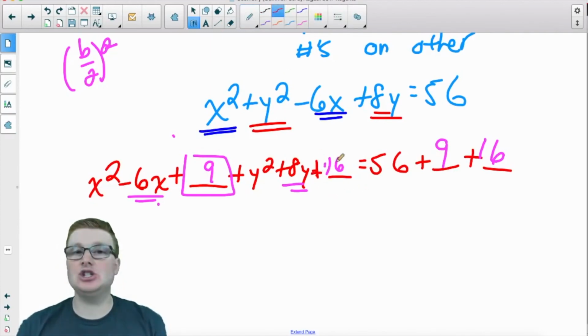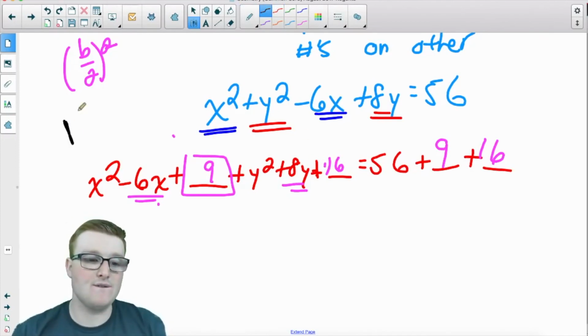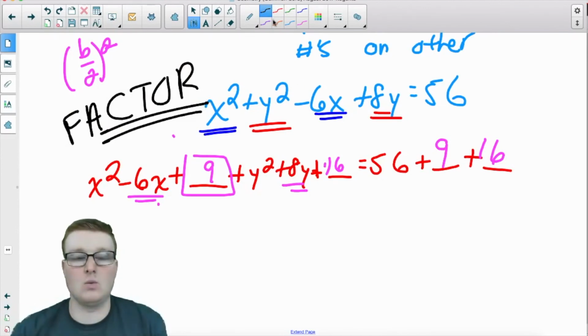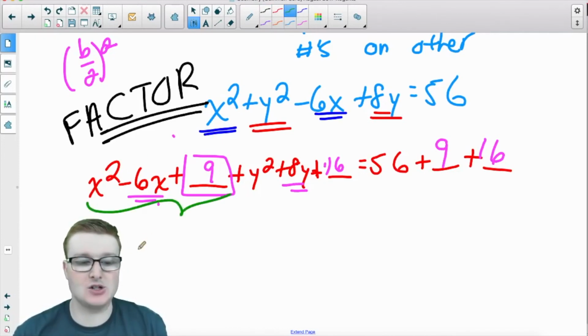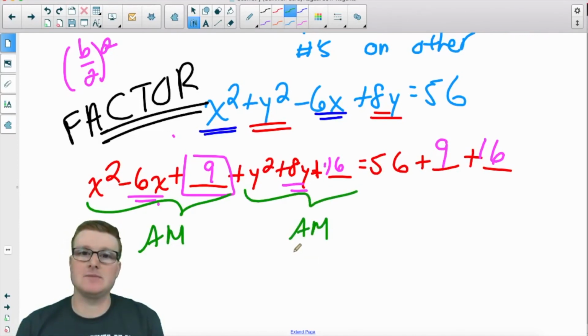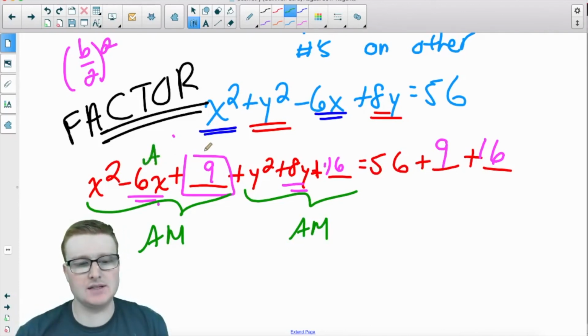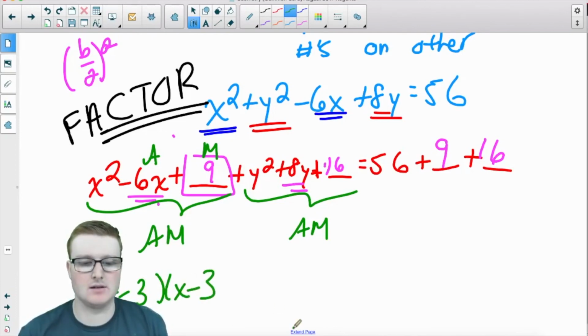The next thing to do is to factor. Remember, you need to factor to get your center radius form. What do I mean by that? Well, you need to take this and factor by the AM method. Take this, factor by the AM method. Remember what AM means: what adds to the middle number and multiplies to give you the constant number. So, what adds to negative 6 but multiplies to give you positive 9? Well, that's just going to be x minus 3, x minus 3.